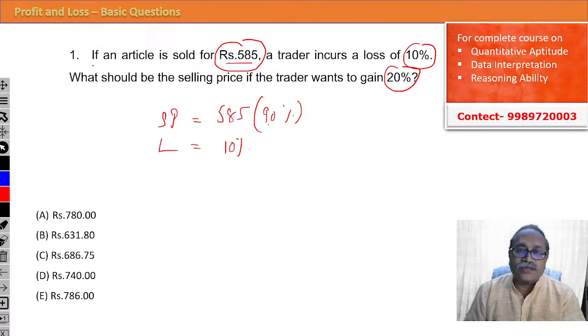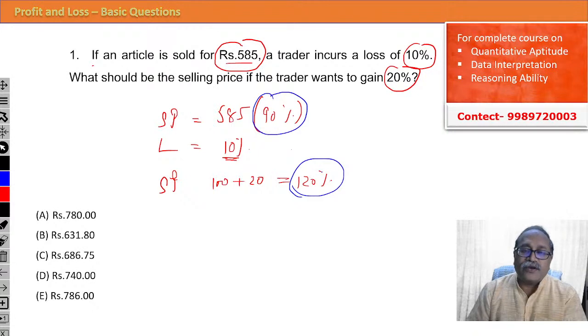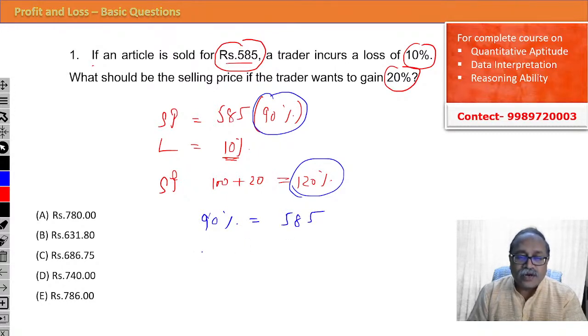So here the selling price is 90%, as there is a loss of 10%. What should be the selling price if the trader wants to gain 20%? That means my selling price should be, with 100% as the cost price and a profit of 20%, 120%. It's a very fundamental question, I will say. 90% is given to us and I need to find 120%. So you can write it down this way: if 90% is equal to 585, then what will be 120%? That's your question.